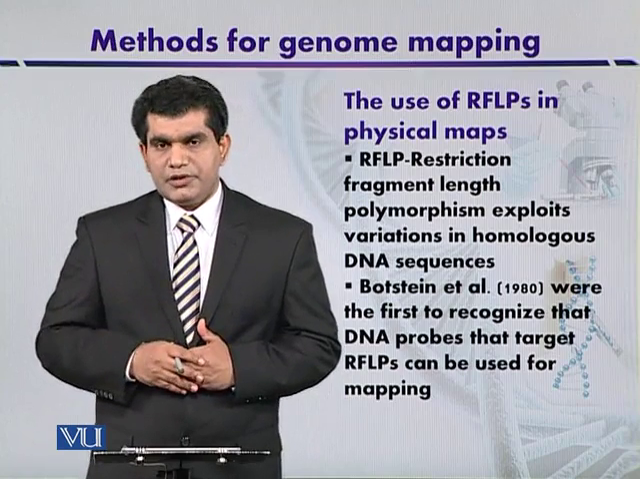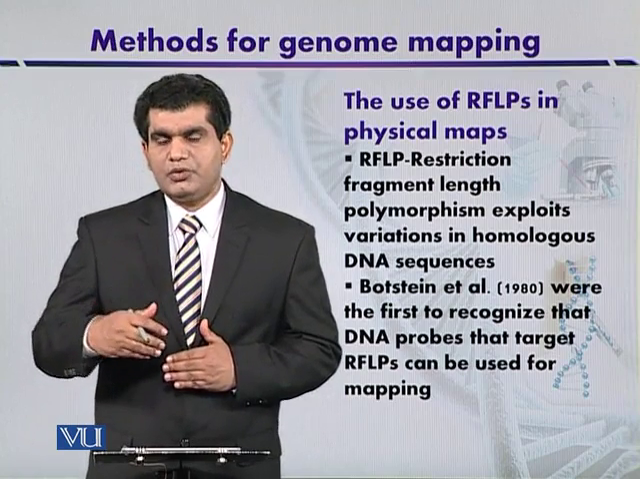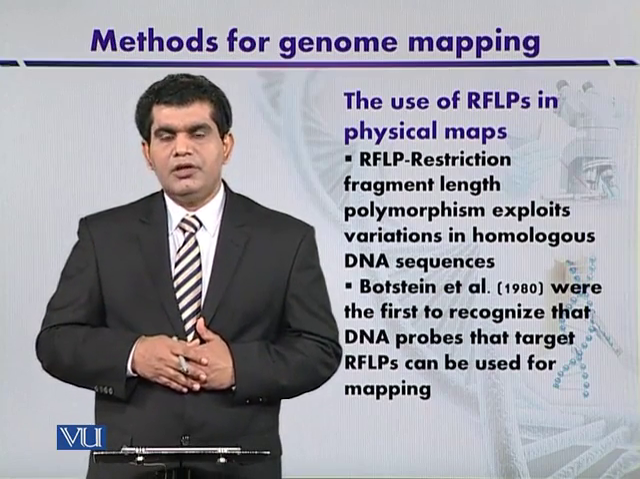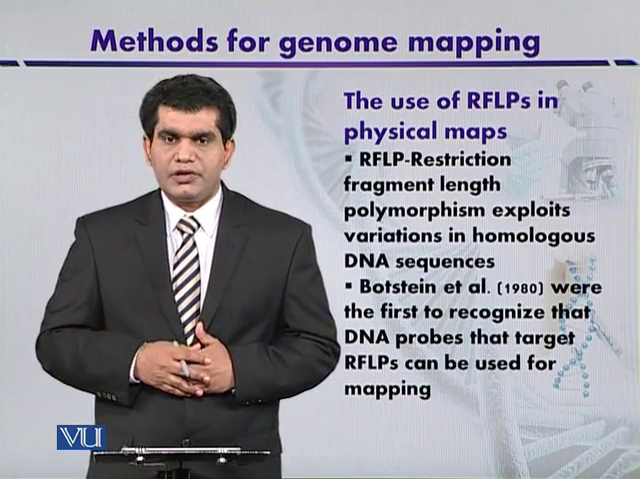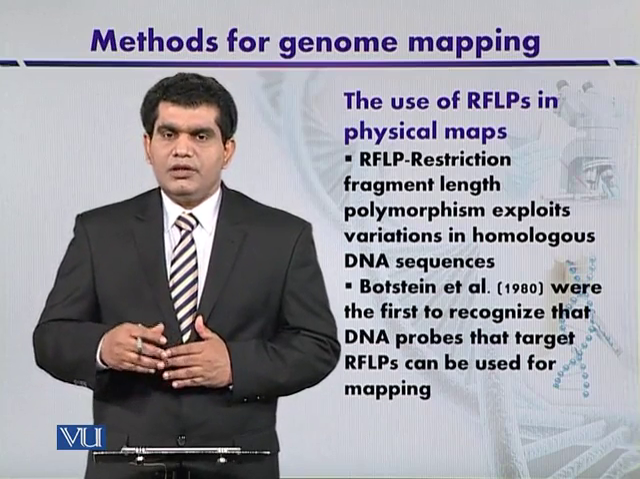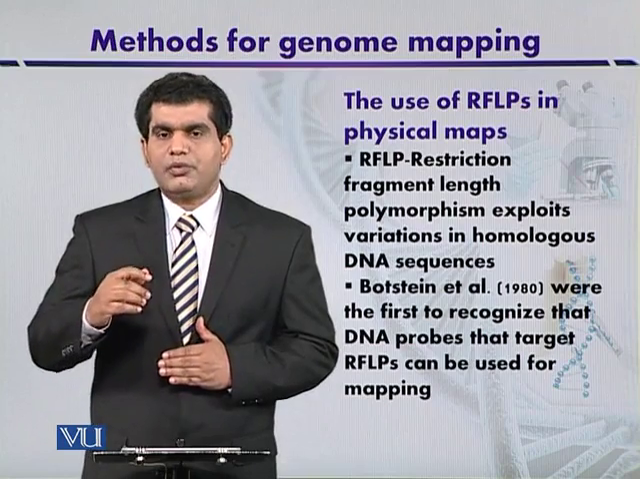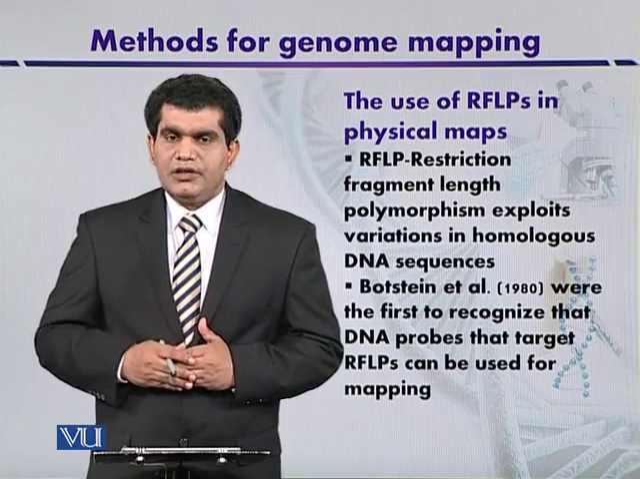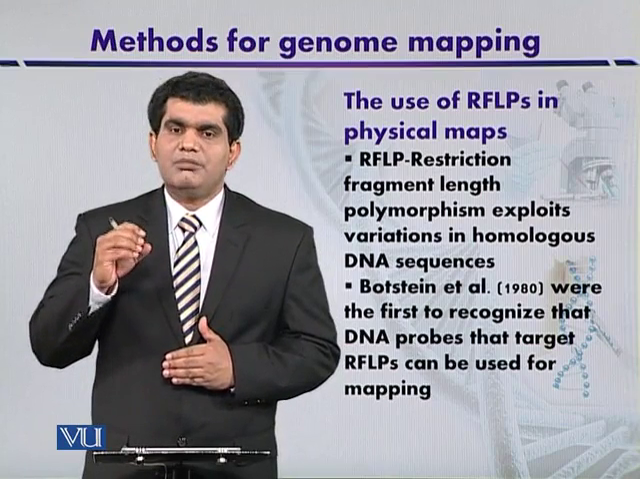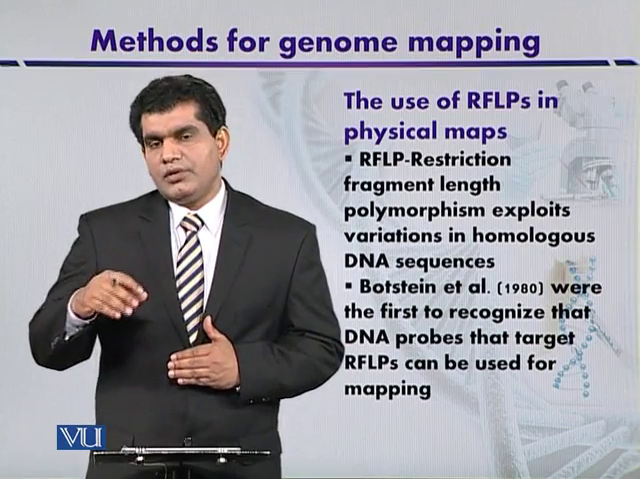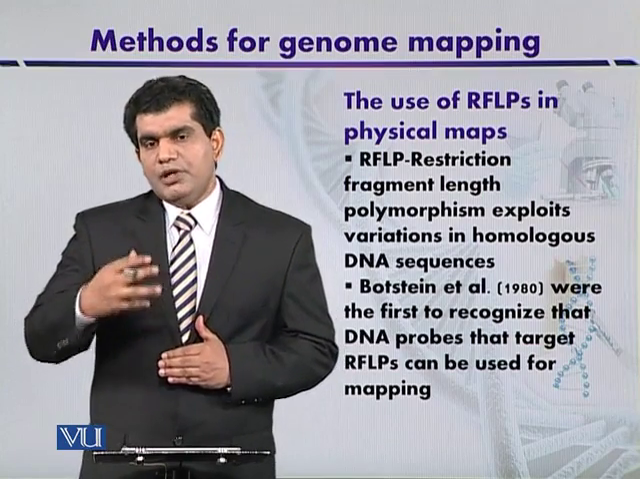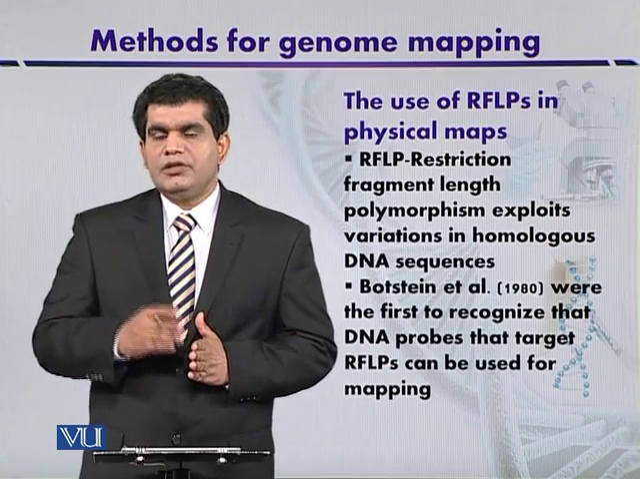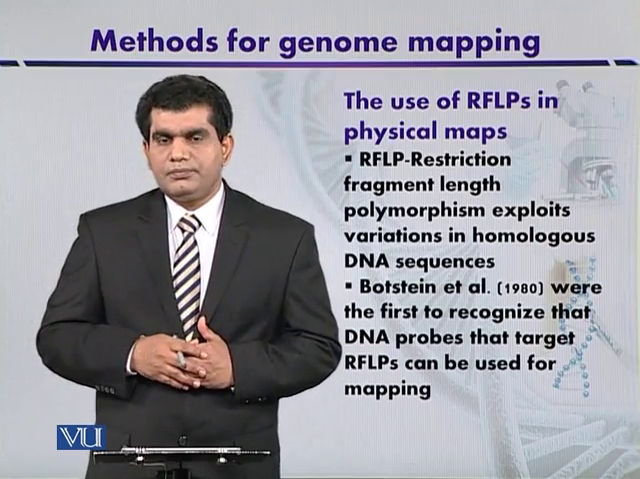in physical mapping. This technique was first introduced around 1978 by Botstein and his co-workers, and they exploited DNA probes for this purpose. They suggested that DNA probes can bind with the complementary sites in the restriction fragments, and then we can map the genomes.